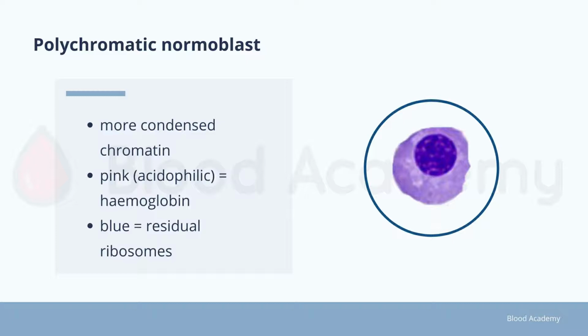The polychromatic normoblast has a progressively more condensed chromatin structure to the nucleus as opposed to its precursor, the basophilic normoblast. It has a mix of pink and blue cytoplasm. Pink refers to the start of hemoglobin formation and hence an acidophilic or pink color. The blue denotes the residual presence of ribosomes.